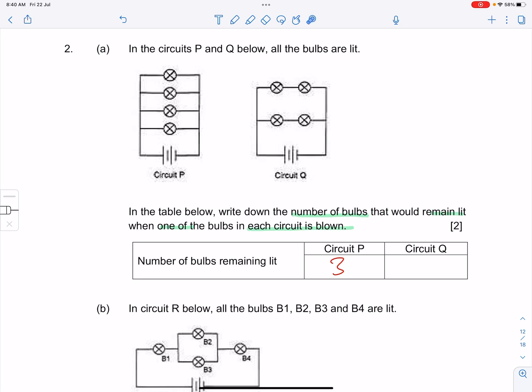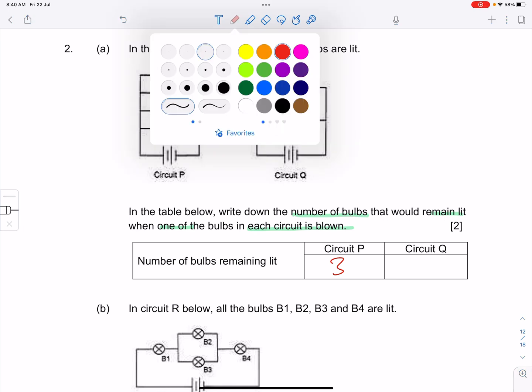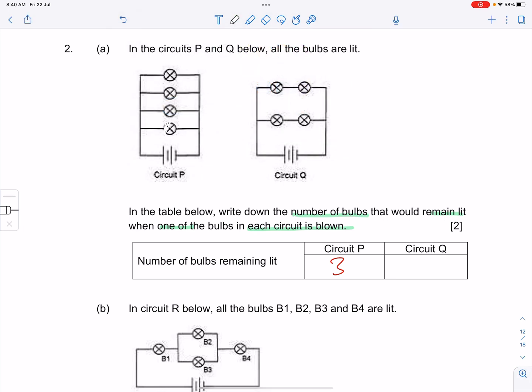So for example, if we say that this is blown, I'm going to erase it, you will actually see that this electric current can still flow through this, no issue. So 3.